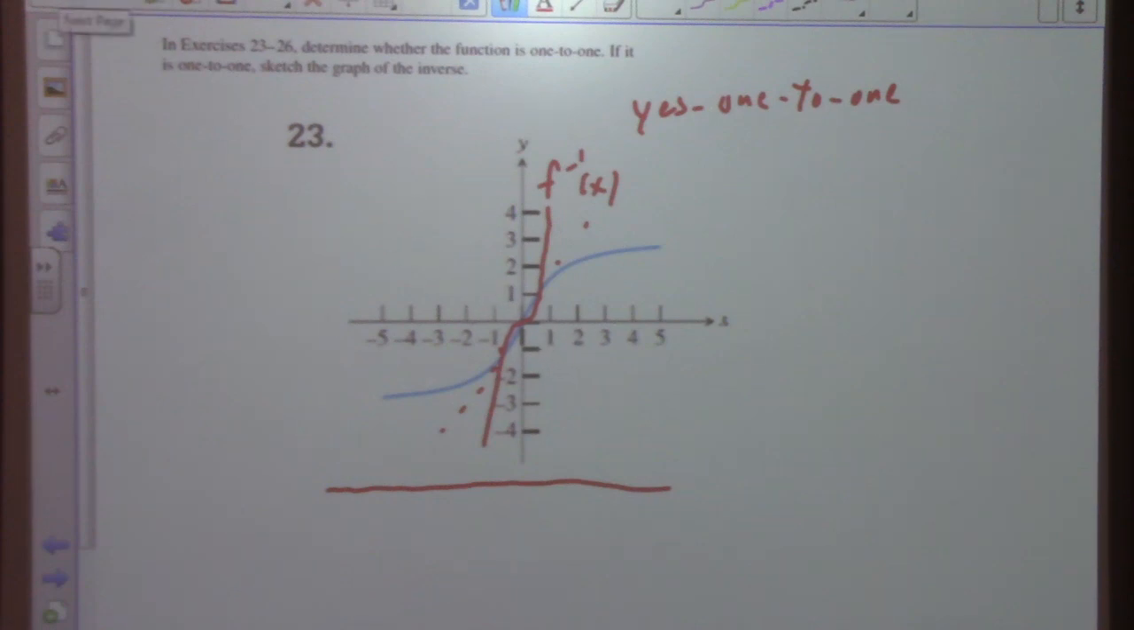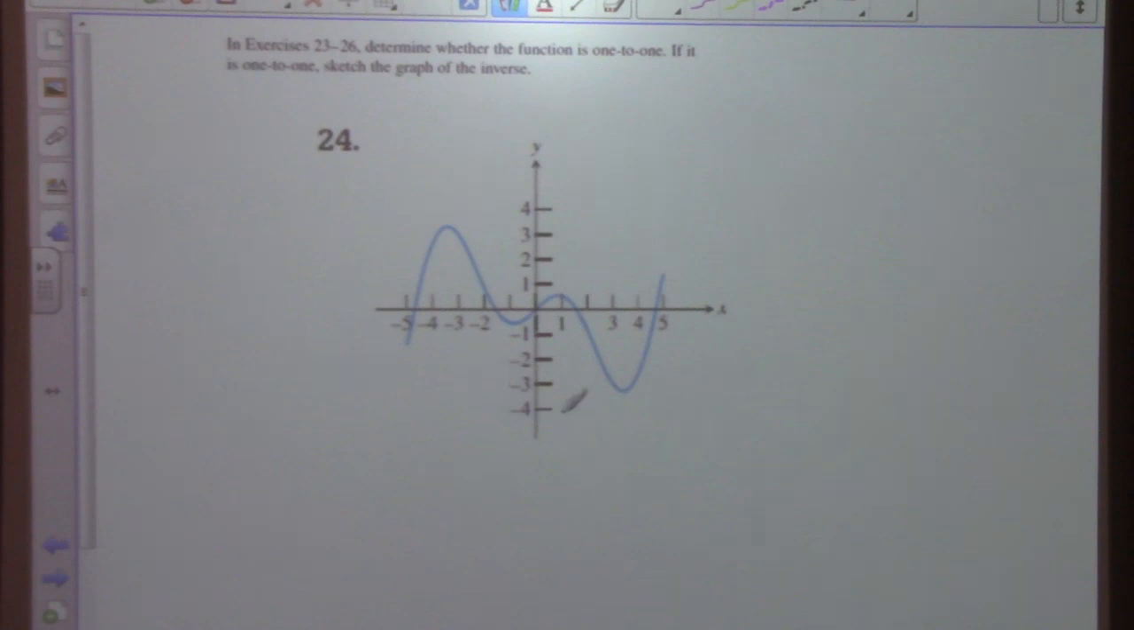Now, for problem 24, is this a 1-to-1? No, so not 1-to-1. What was the proof that's not 1-to-1? It doesn't pass the horizontal. Yeah, exactly, Angel. Okay, and Will. I'm thinking of things while I'm writing something else. Fails horizontal line test. Okay? Fails horizontal line test.